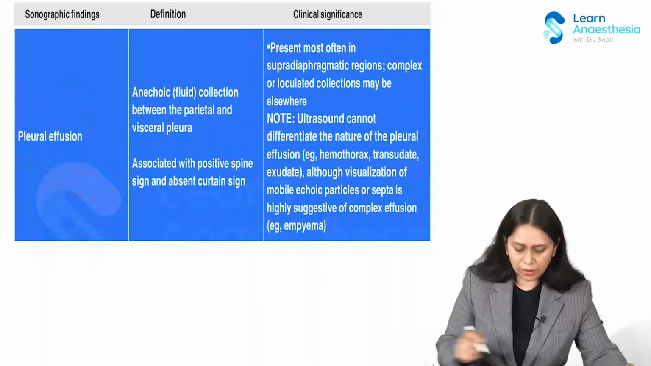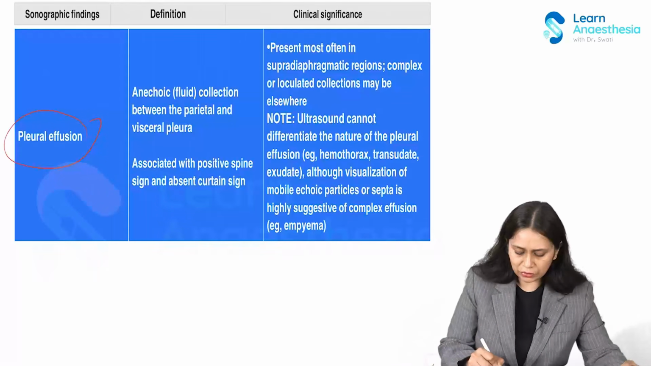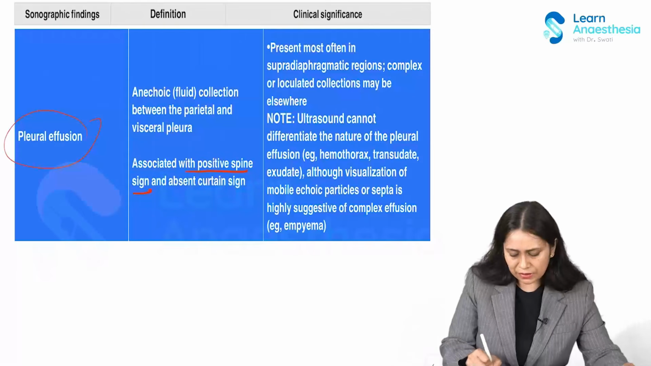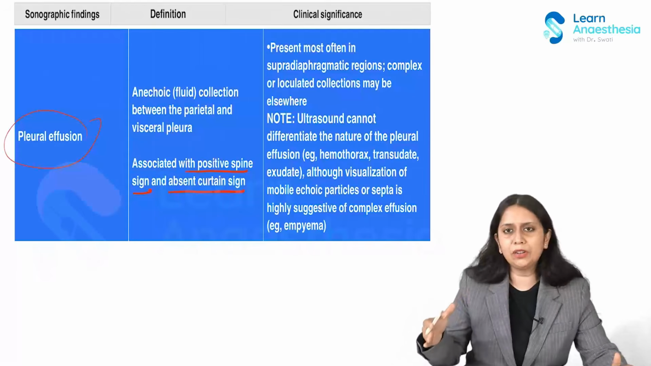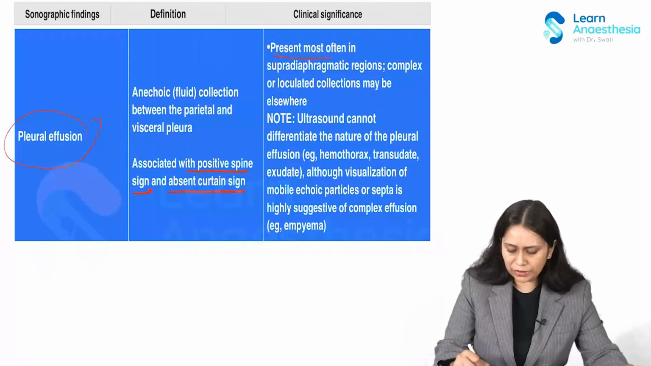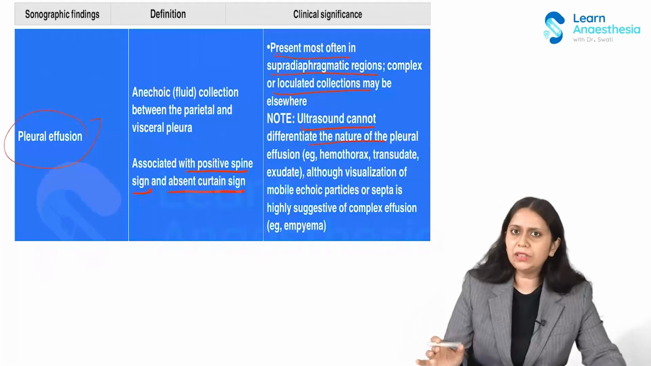So in pleural effusion, there is anechoic fluid accumulated between the visceral and the parietal pleura. This is associated with a positive spine sign, so the spine will be visible, and absence of the curtain sign, that is, the appearing and disappearing of structures on inspiration and expiration. Pleural effusion is present most often in the subdiaphragmatic region, the dependent area. Complex or loculated collections may be elsewhere also. Ultrasound cannot differentiate the type of the pleural effusion, right?